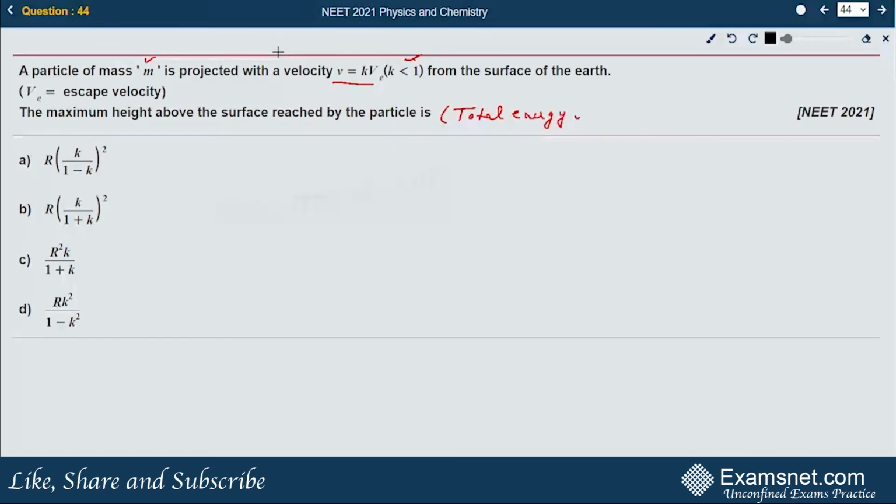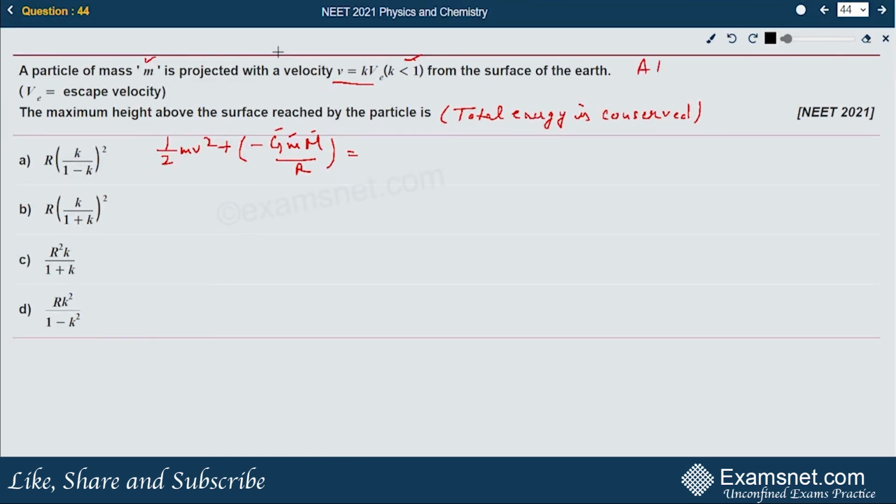And what is total energy? It is the sum of kinetic energy and potential energy. So the total energy before reaching the highest point will be equal to kinetic energy, that means half mv square, plus potential energy, and the formula for gravitational potential energy is minus G into small m into capital M by r, where G is the gravitational constant, small m is the mass of the particle, and capital M is the mass of the earth, whereas r is the radius of the earth. So that will be equal to the total energy at the highest point.